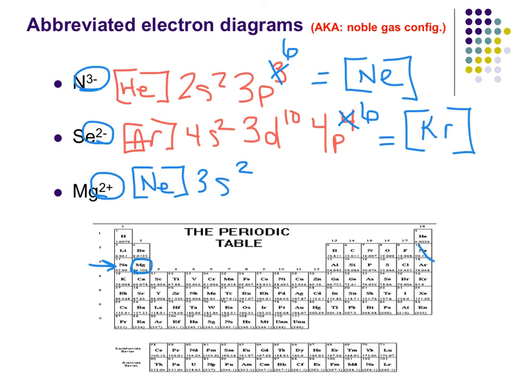You can't add protons, otherwise you would change magnesium into silicon. We don't want that. So instead we have to lose electrons in order for 2 of the protons to be unbalanced. So losing 2 electrons means this 3s orbital would completely disappear. The 2 electrons in it would be gone, so all that you're left with is the neon configuration.